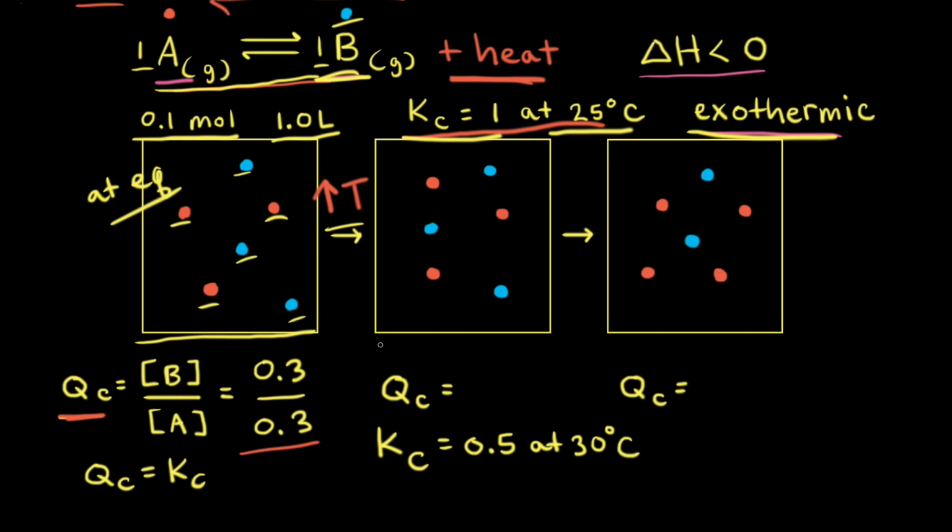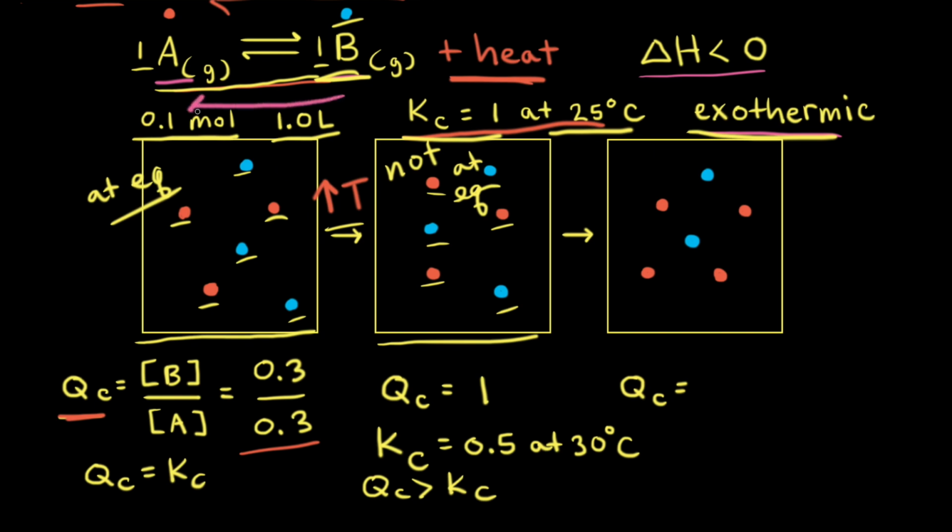So if we calculate Qc for our second particulate diagram, we still have 3 blues and 3 reds, and the volume is still the same. Therefore, Qc is still equal to 1. But the difference is Kc has now changed. So Qc is not equal to Kc, so we are not at equilibrium. And in this case, Qc is greater than Kc, because Qc is equal to 1 and Kc is equal to 0.5. And when Qc is greater than Kc, there are too many products and not enough reactants, and therefore the net reaction goes to the left.